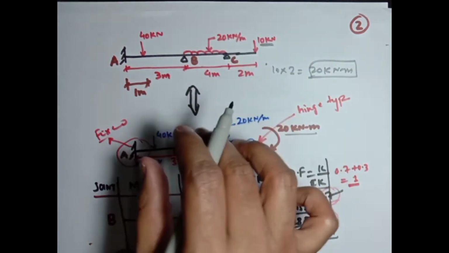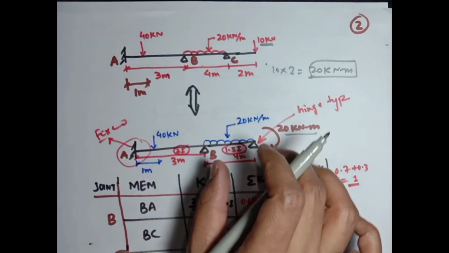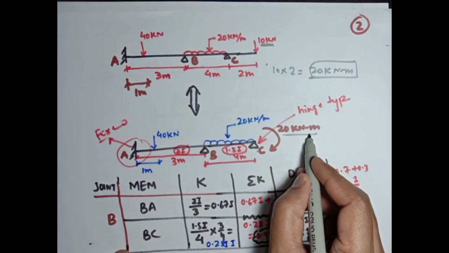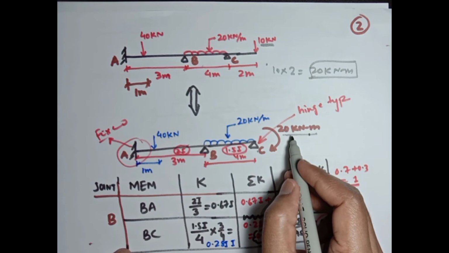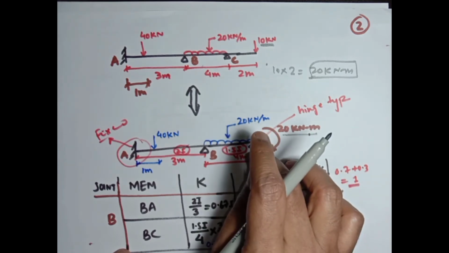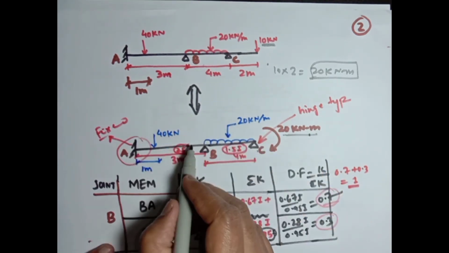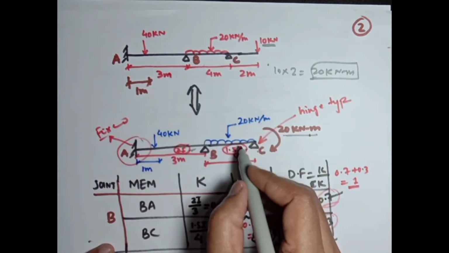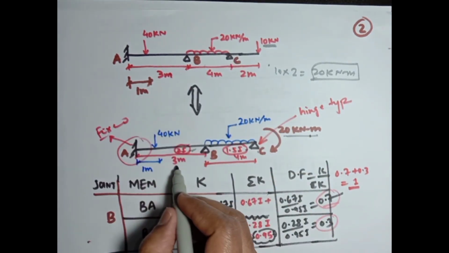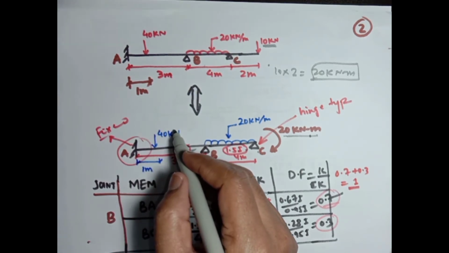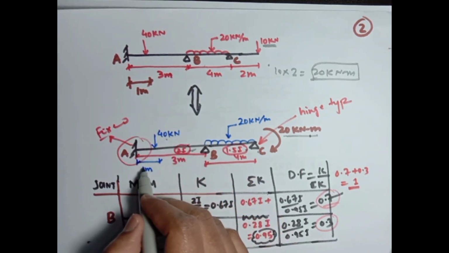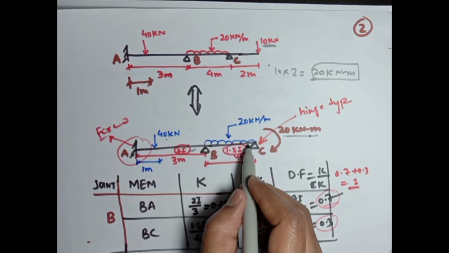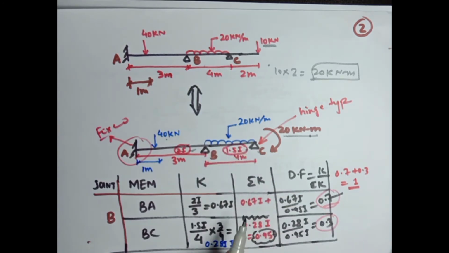So you can say, keeping AB and BC same but replacing this overhang length with a moment of 20 kilonewton meter, which is the external moment acting at support C. Now the moment of inertia 2I, 1.5I, everything will be the same here. Length will be the same and the loading, 40 kilonewton at a length of 1 meter and UDL over the entire length of span BC, will be the same.